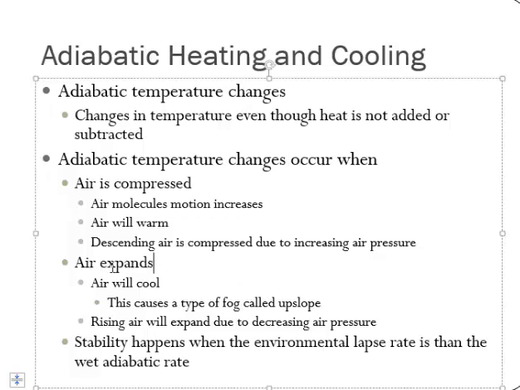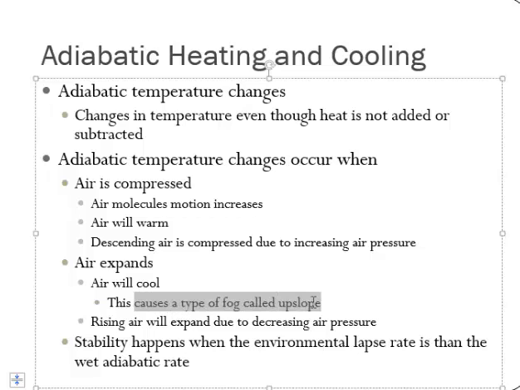The air expands. In other words, if it goes up, it will do the opposite. If an air mass goes up a mountain, that means the air pressure is decreasing. And if it's decreasing, that means the air masses are expanding, and therefore it's cooling off.